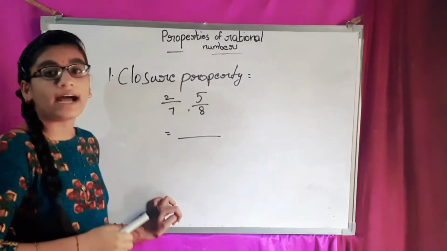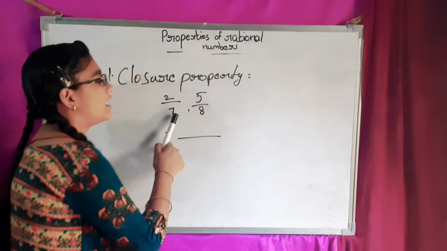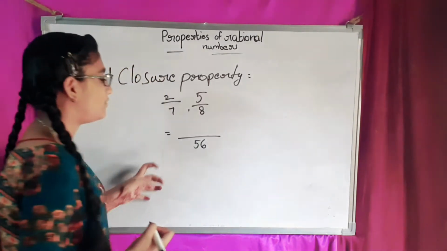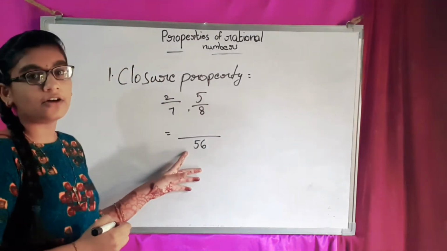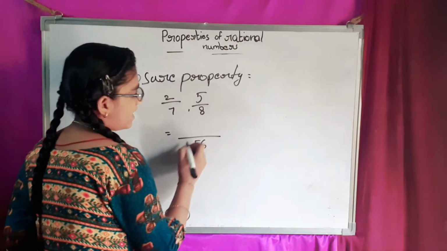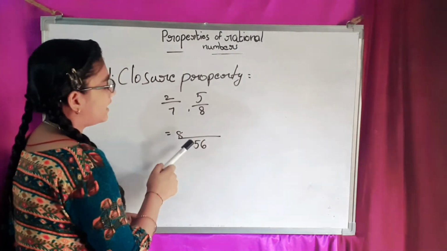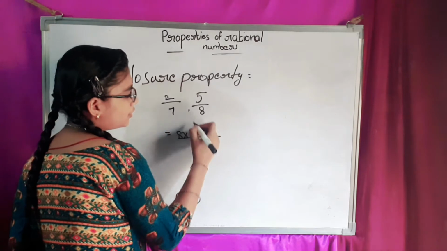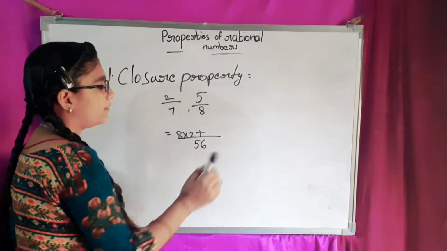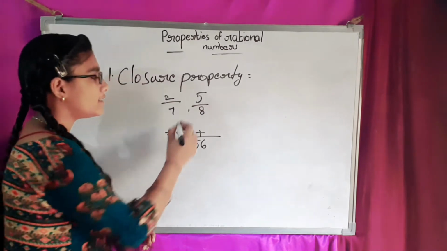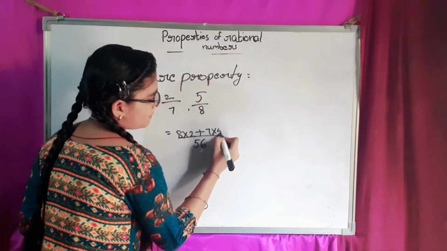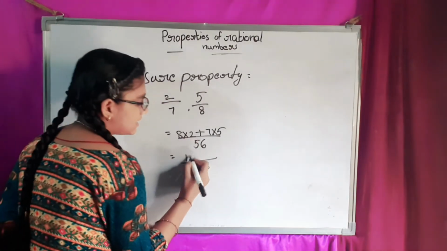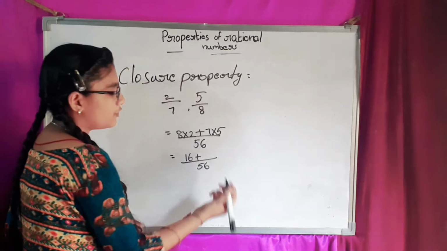Here these two are unlike fractions, so we should find the LCM. LCM of 7 and 8 is 56. In the 7 table, 56 will go 8 times, so 8 into the numerator 2. Plus, in the 8 table, 56 will go 7 times, so 7 into 5. Now, 8 into 2 is 16, plus 7 into 5 is 35.